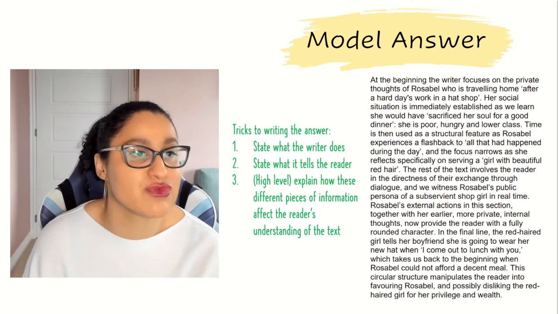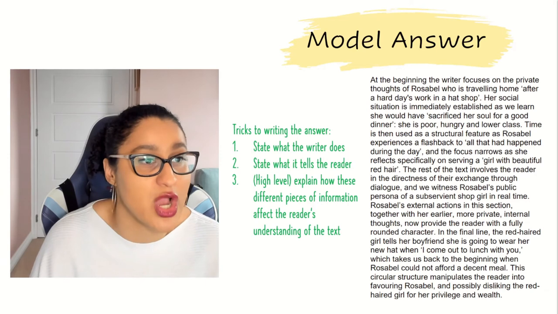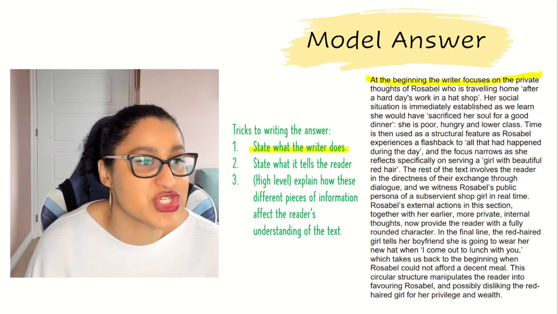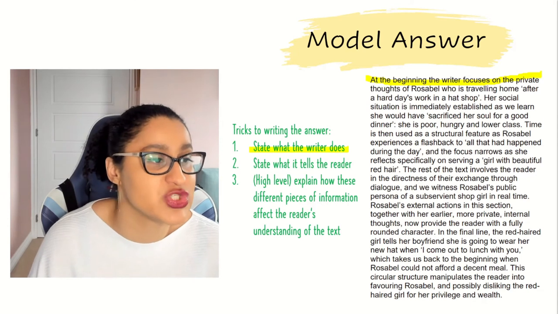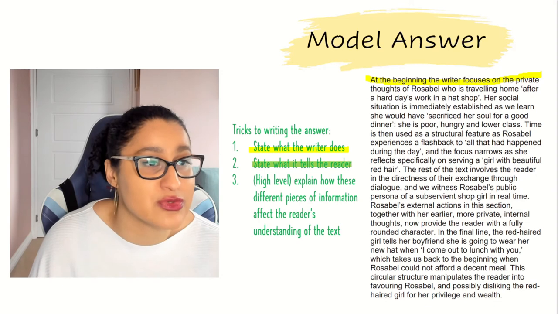At the beginning, the writer focuses on the private thoughts of Rosabelle, who is travelling home after a hard day's work at a hat shop. That is just telling us what the writer does. Her social situation is immediately established as we learn she would have sacrificed her soul for a good dinner. That is what it tells the reader.